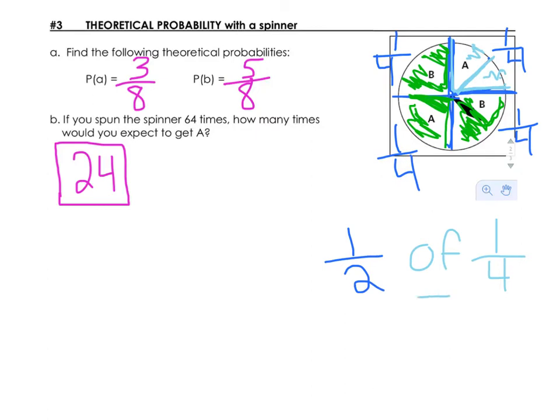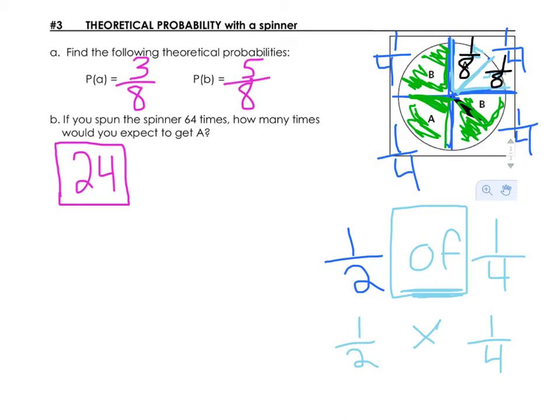Now if we remember back to our fractions unit, the word of is going to be our key here. I'm taking 1/2 of 1/4. We know that that really means multiply. 1/2 times 1/4 gets us 1/8. Each of these sections right here is 1/8.